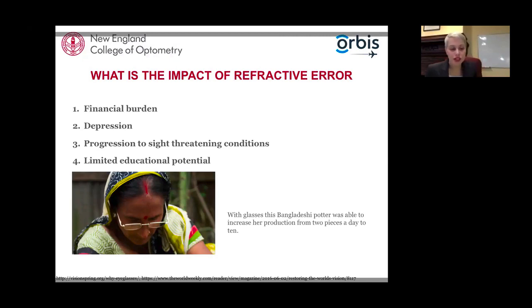I really love this picture. It comes from VisionSpring originally, and it was then later reported in the World Weekly. And this lady here, she is Bangladeshi and she's a potter, and with her reading glasses there, she was able to increase her production from 2 pieces a day to 10 pieces a day. So again, this is a fantastic example of someone just with a pair of reading glasses, it really changing their lives and them being able to contribute to their community in a significant way.